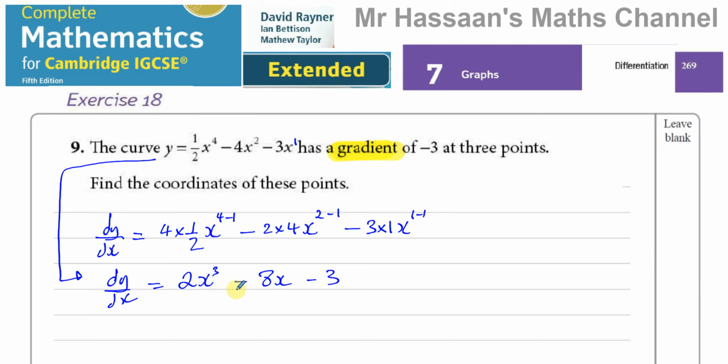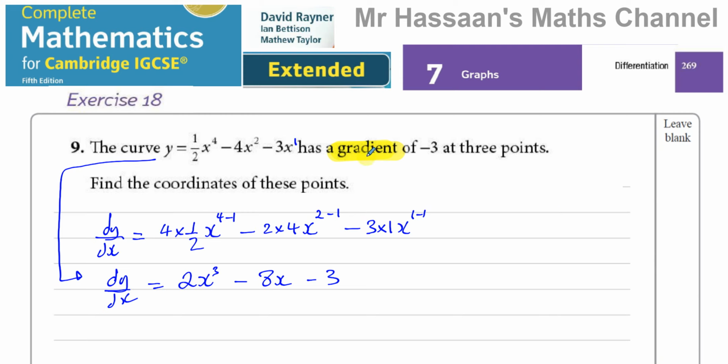Now, where people make a mistake in this type of question is they think, oh, we have to put negative 3 instead of x to find the answer. No, you have to read the question carefully. The question does not say, find the gradient of the curve when x equals negative 3. That would be a different question.